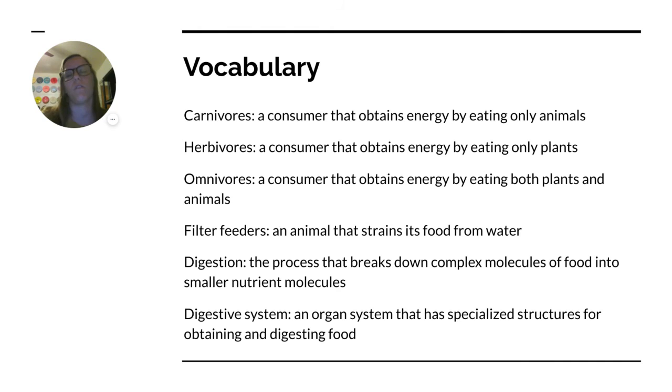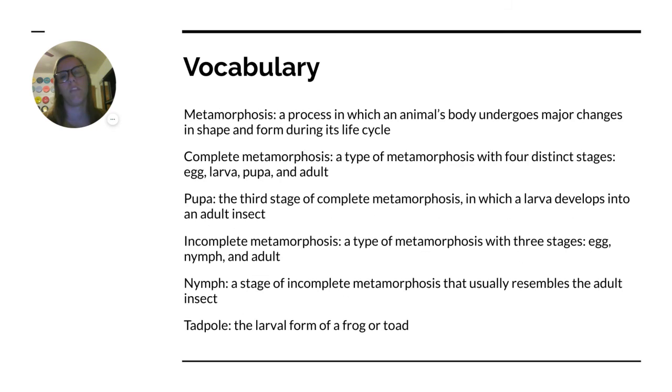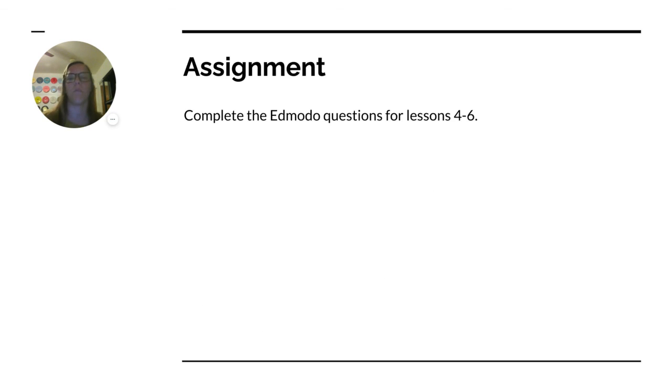So vocab: carnivores, herbivores, omnivores, filter feeders, digestion, digestive system, cellular respiration, diffusion, respiratory system, circulatory system, polyp, metamorphosis, complete metamorphosis, pupa, incomplete metamorphosis, nymph, tadpole.